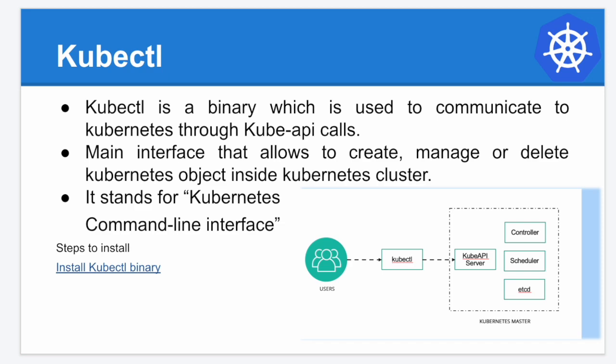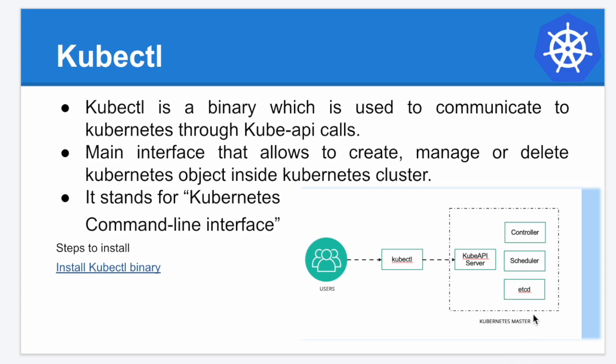In this PPT, you can see it describing how a user communicates with a Kubernetes cluster. Here we can see all the main components which are connected to each other in the Kubernetes cluster. In the master node, the Kube API server is the only main gate where kubectl connects.